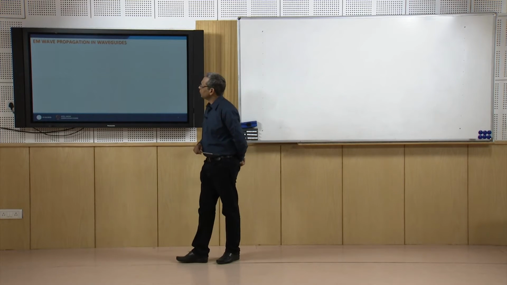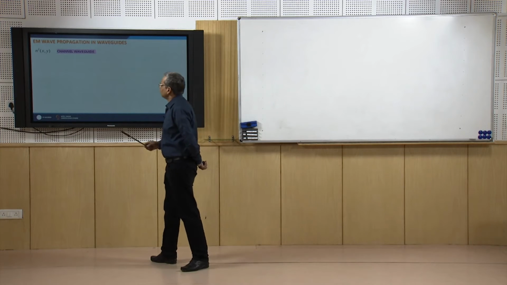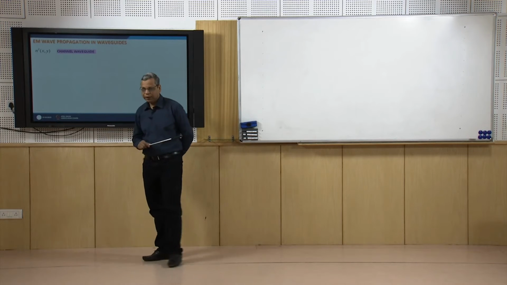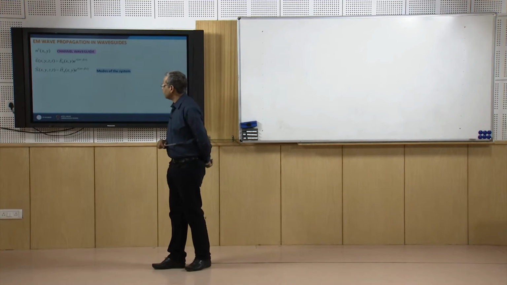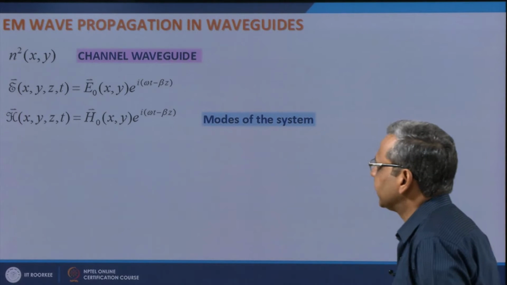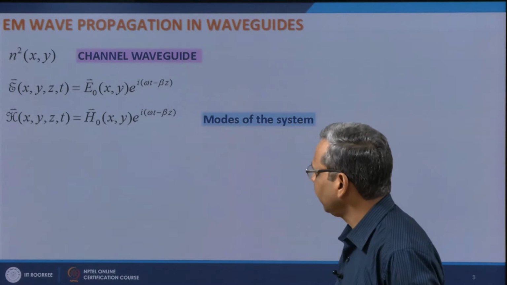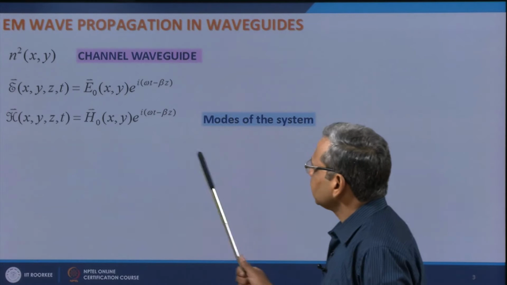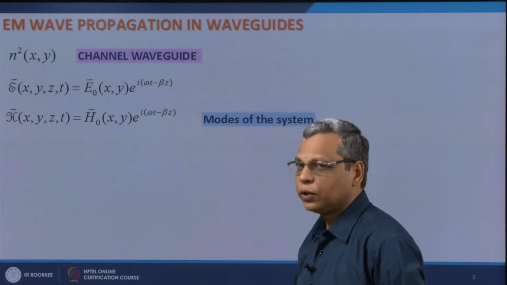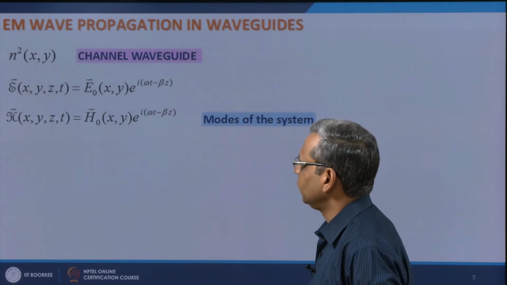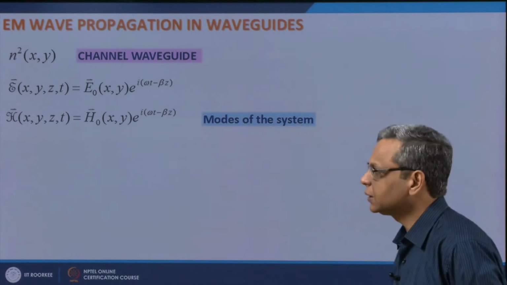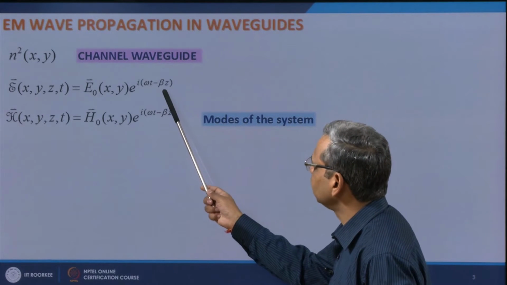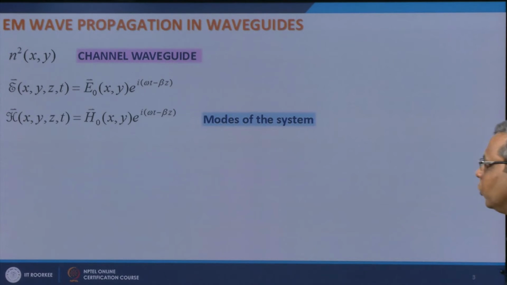Then we had considered propagation in waveguides. Now if n square depends upon x and y and the wave is propagating in z direction, then the electric and magnetic fields associated with the light wave would be given by these, and we notice here now that E 0 and H 0 are not constants, but they depend upon x and y. So, there is some electric field profile and magnetic field profile which propagates in z direction with certain propagation constant beta. So, these are the modes of the system.